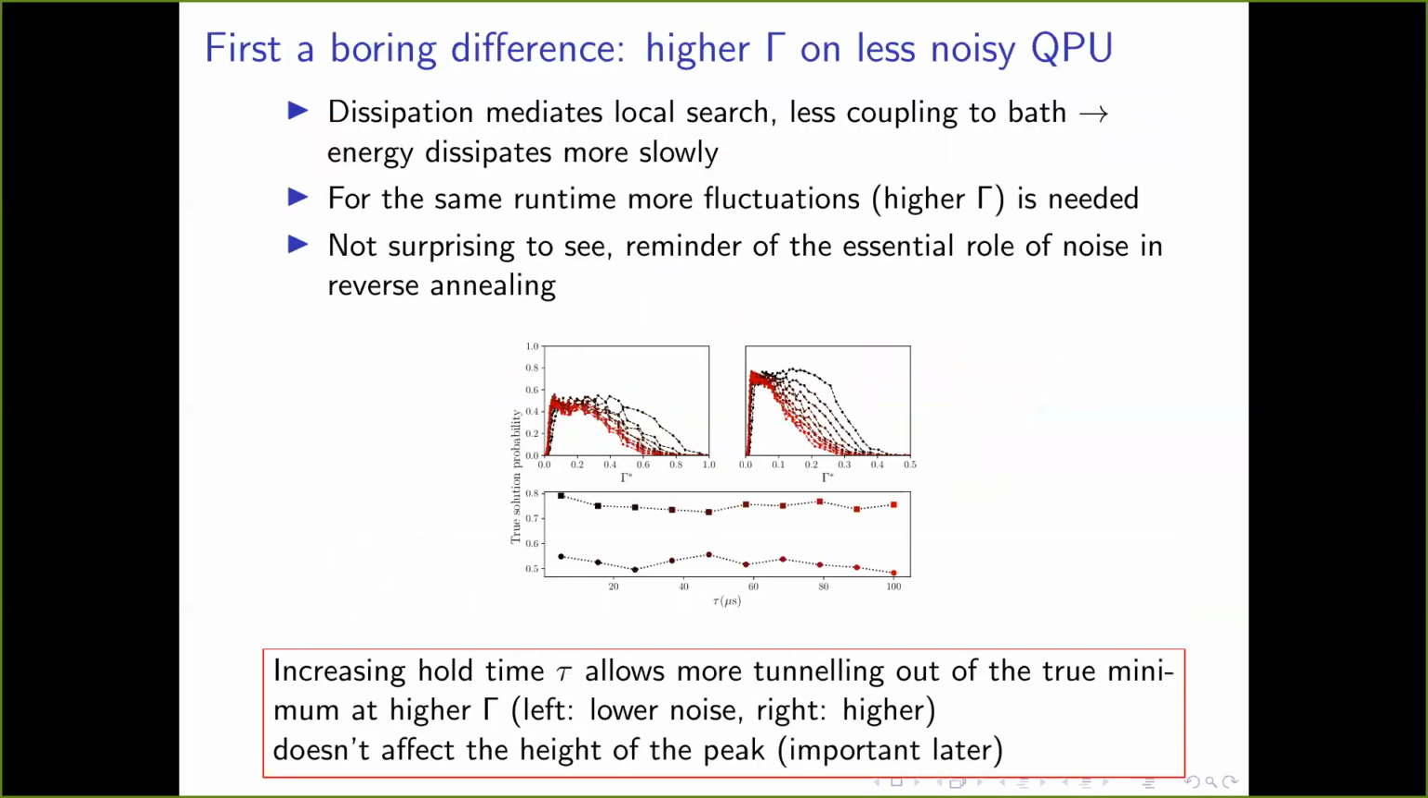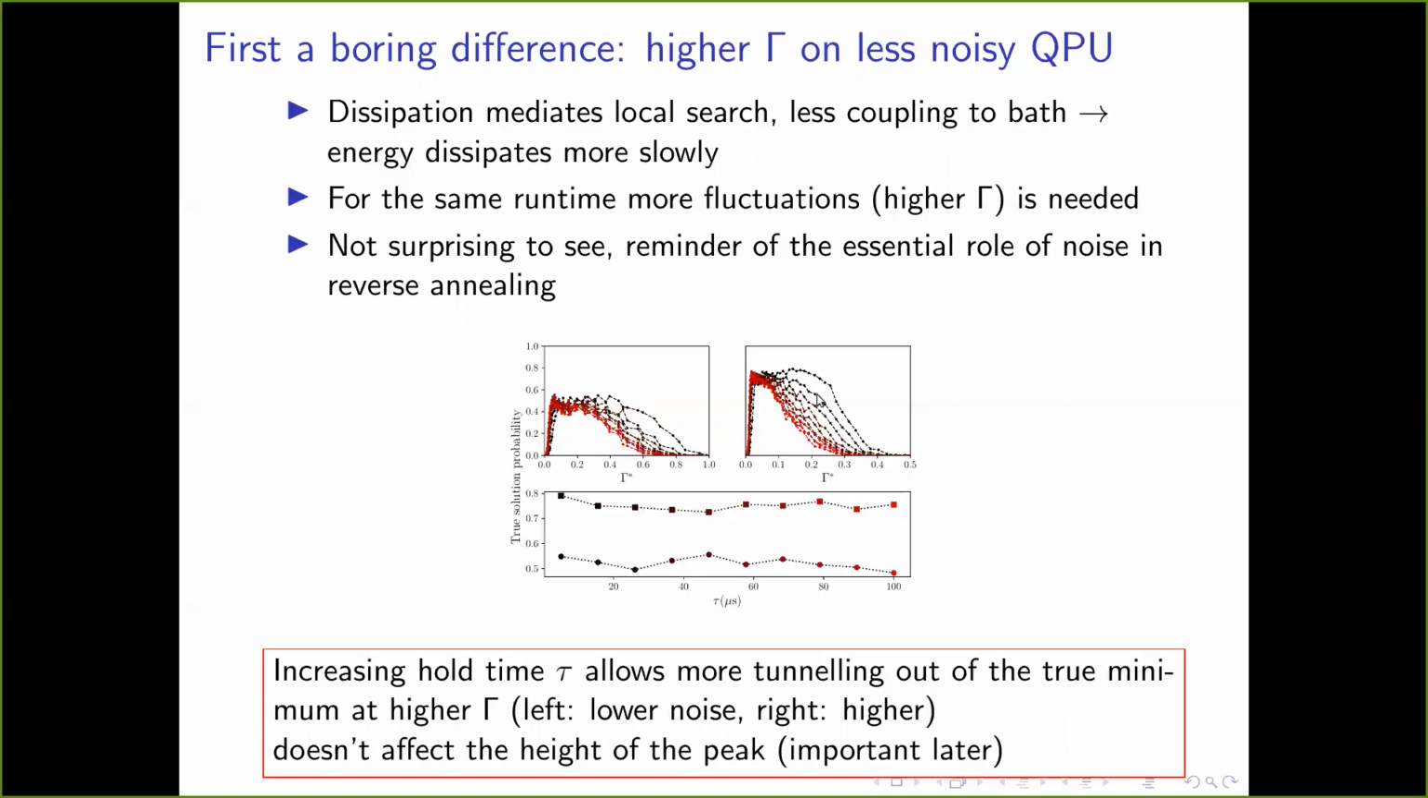So let's first focus on the difference that turns out to be kind of boring, which is that you need a higher gamma on the less noisy QPU. And this basically comes down to the fact that the dissipation is actually what's driving the reverse annealing. And so if you have less noise, that's less coupling to the bath, less opportunities to dissipate. You can see if you have a longer runtime, what happens is, so longer hold times, longer tau, you basically don't need to have as high of a gamma. This makes sense because you have longer time to tunnel, you need weaker tunneling.